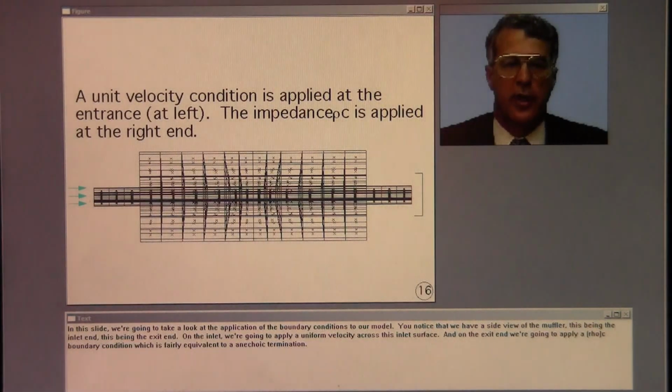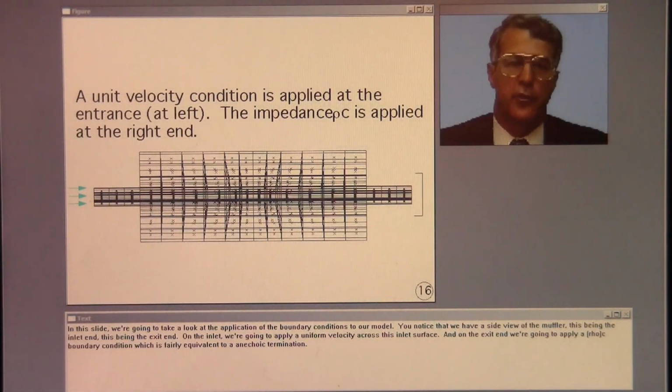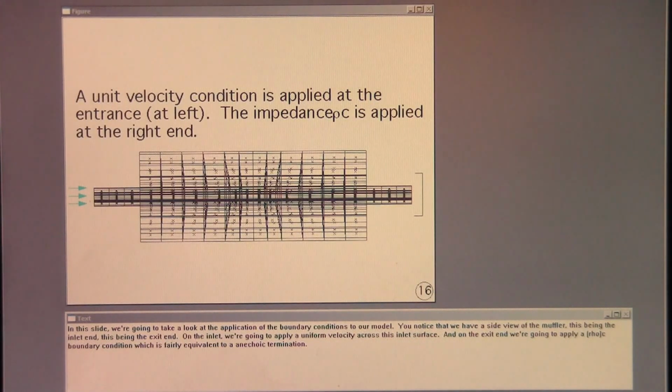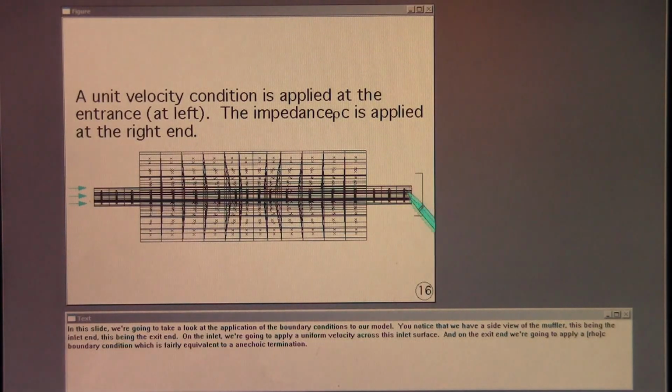In this slide, we're going to take a look at the application of the boundary conditions to our model. You notice that we have a side view of the muffler, this being the inlet end, this being the exit end. On the inlet, we're going to apply a uniform velocity across this inlet surface, and on the exit end we're going to apply a rho C boundary condition, which is fairly equivalent to an anechoic termination.